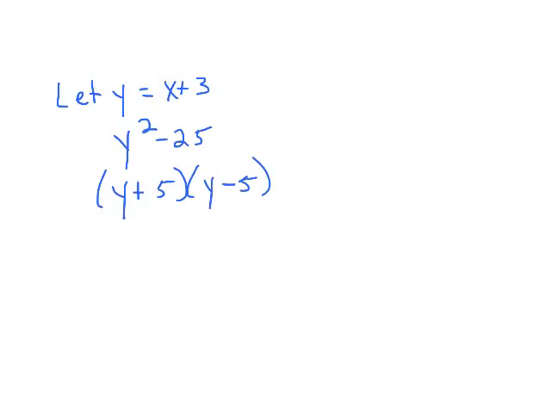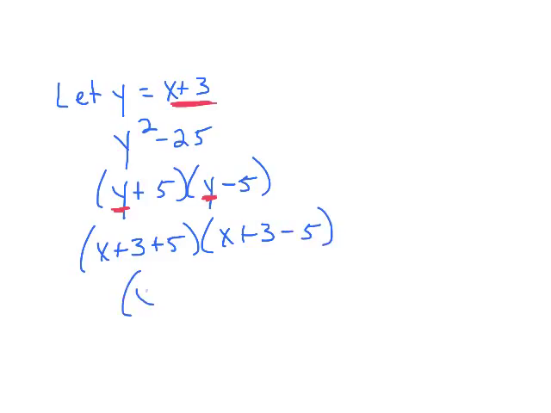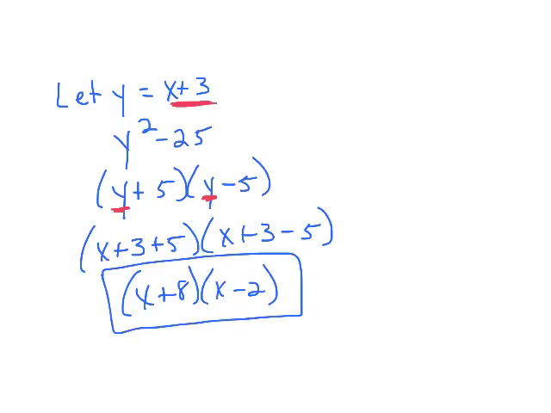At the end, don't forget you have to substitute. Instead of the y, you have to replace it with the x plus 3. So it's x plus 3 plus 5, x plus 3 minus 5. And that ends up being x plus 8 and x minus 2. So that's factoring when you have a composite. You just use a let statement and make it a little bit simpler and turn it into something that's more familiar to you.